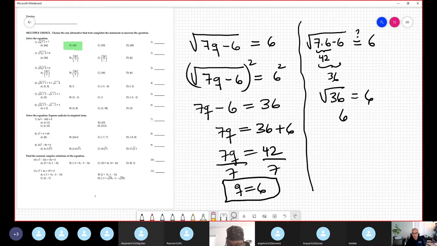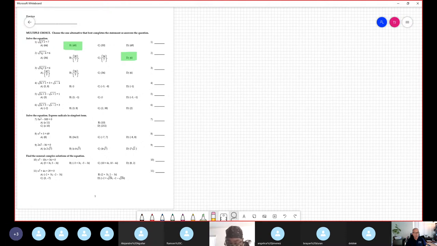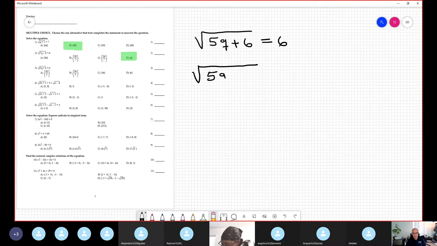Okay, number 3 is square root of 5q plus 6 equals 6. I copy again. Do you understand the reason I copy again? Because I want to use the original, without any transformation, for the checking part.